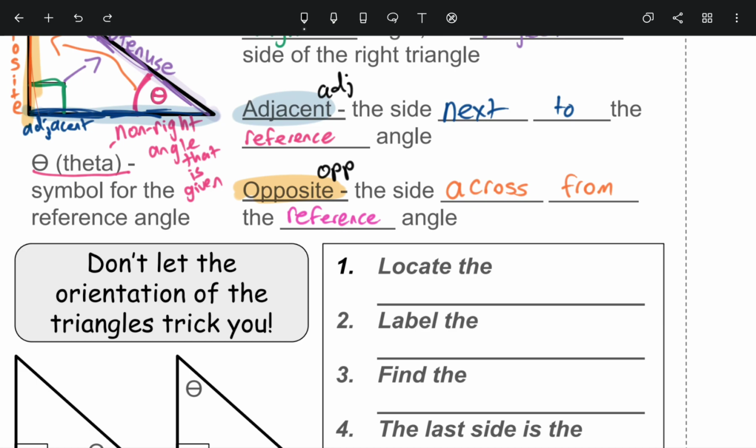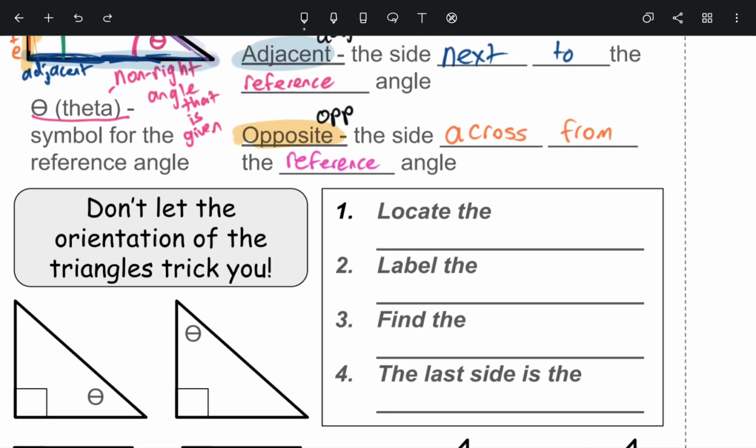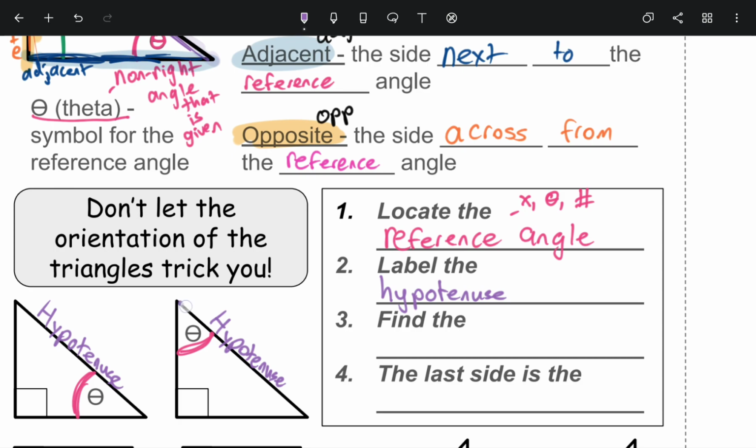The first thing you're always going to want to look for is the reference angle. Okay? You'll either be given it as a variable, like theta or x, or you'll be given the number straight up. So it might be x, theta, some number. It's just one of the other two angles that is not the right angle. After that, I will have you look for the hypotenuse and label that.